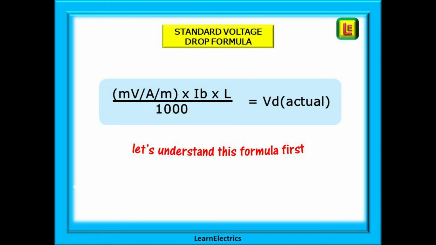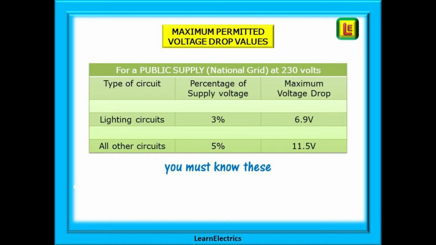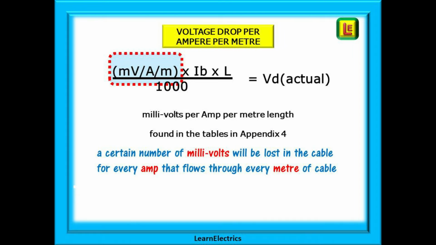Shown here is the familiar standard formula for calculating the actual volts drop in a circuit. When we've calculated an answer, we will need something to compare it to. In the regulations, this comparison is specified as a percentage of the nominal voltage. The table here shows the actual maximum voltage drop in volts for a 230 volt supply from the national grid, and you must know these values. Let's dissect the formula and make sure that we understand what each part is all about. Without understanding, there can be no learning.